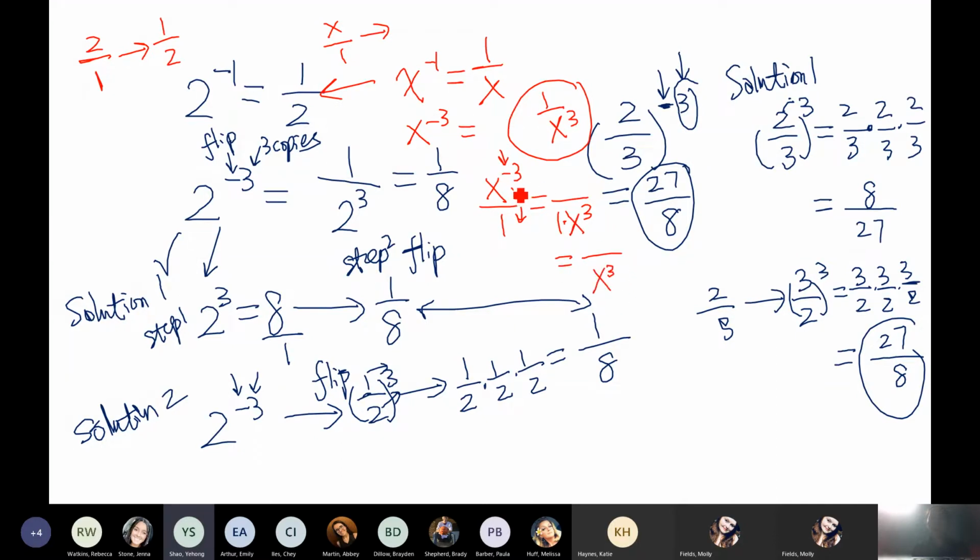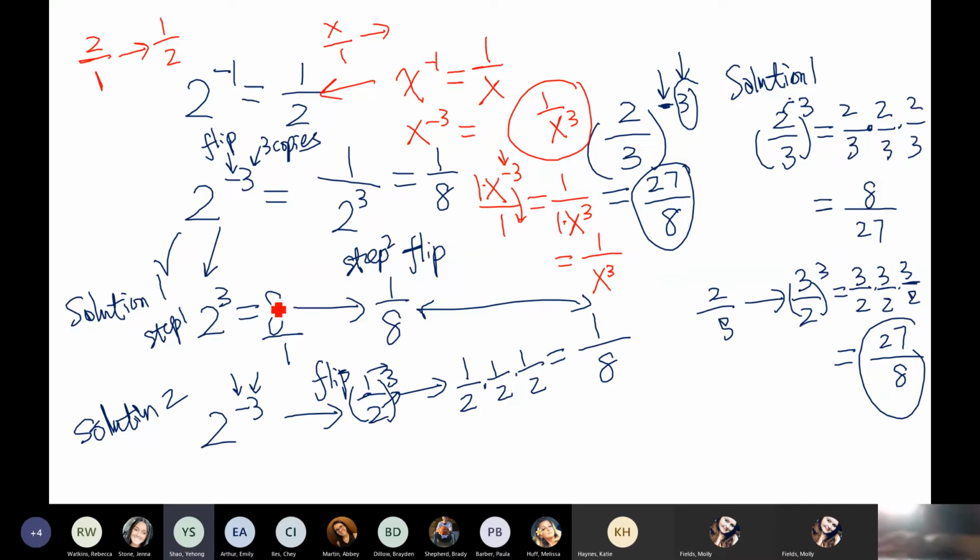And the top, after you flip this to the bottom, there's nothing. Nothing means 1, because there was an invisible 1 here. We didn't have to put 1 there because we had something. But after you flip this to the bottom, you do have to put the 1 back. The bottom 1, you can omit now because I have something in the denominator. So that's the other way to look at it.